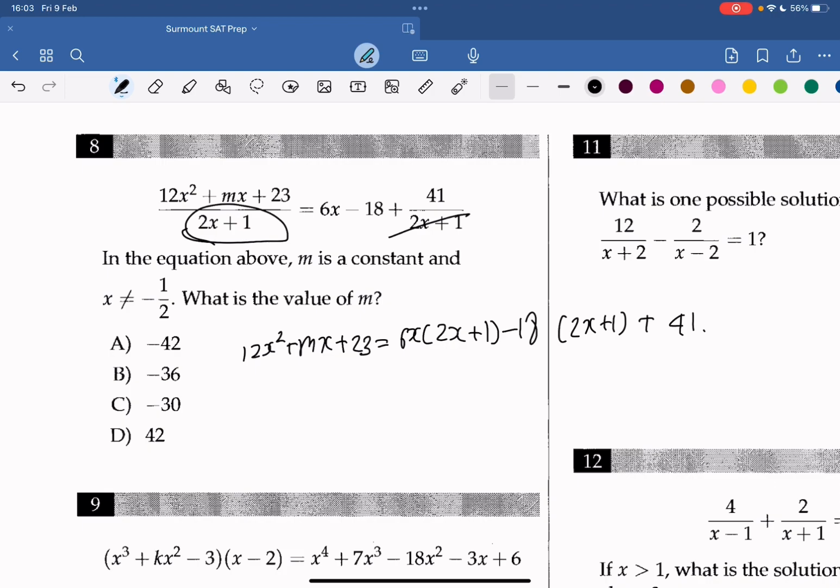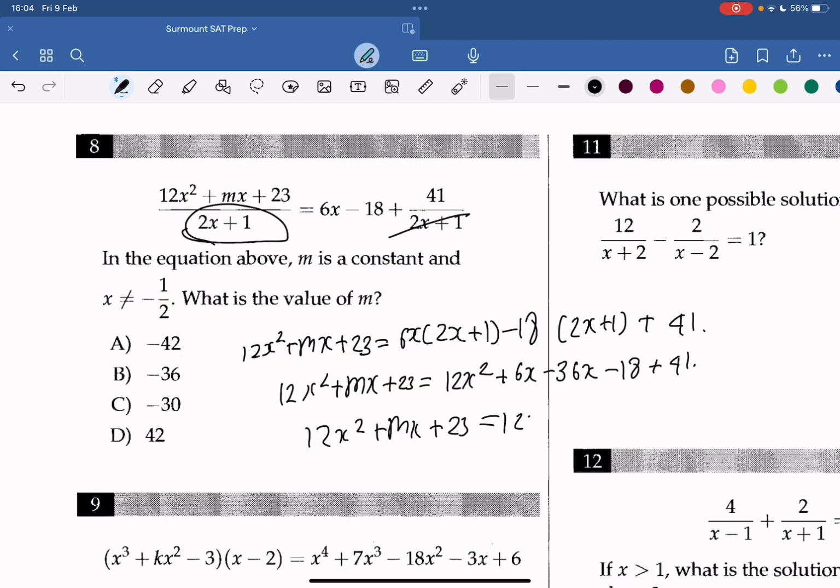And then we can rewrite this: 12x squared plus mx plus 23 is equal to 12x squared plus 6x minus 36x minus 18 plus 41. And if you rearrange this, we get 12x squared plus mx plus 23 is equal to 12x squared minus 30x plus 23. And we can see mx is equal to negative 30x, so m must be equal to negative 30. So the answer is C.